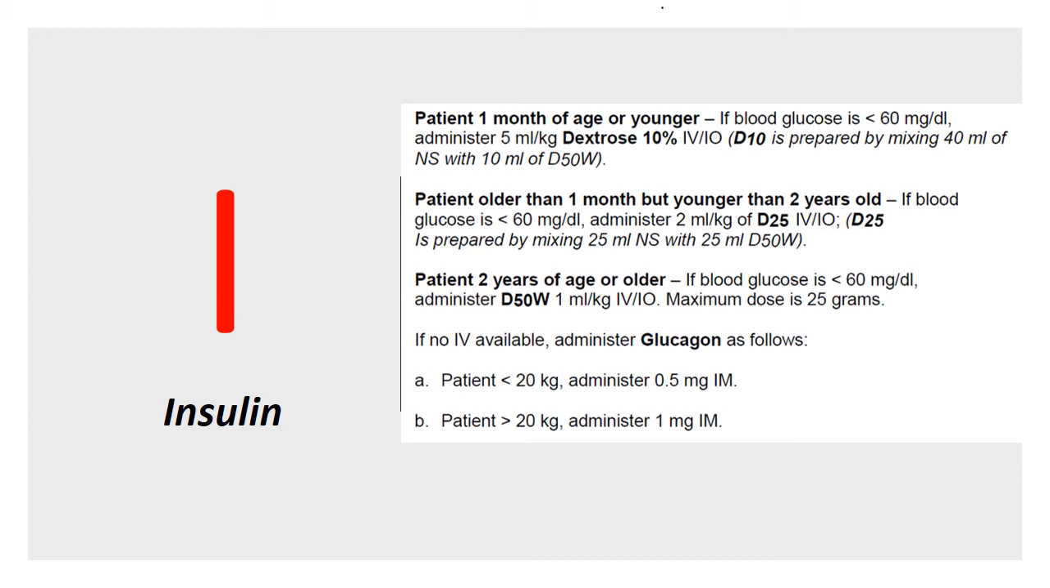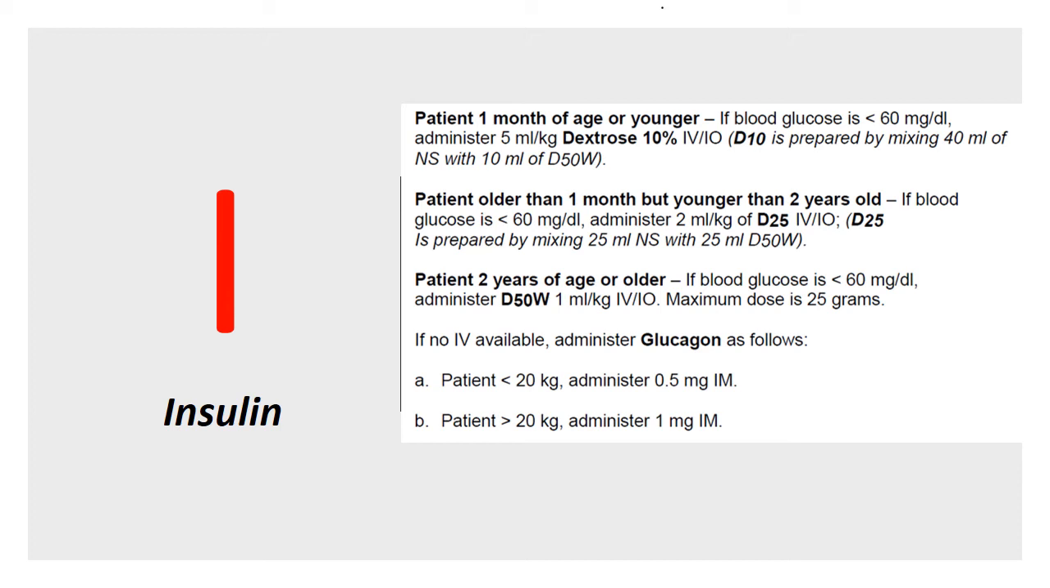In the patient that's older than 1 month but younger than 2, you're going to do D25. So you basically take the D50 and then mix it half and half. So D25, take 25 of D50 and fill the other 25 back up with normal saline.